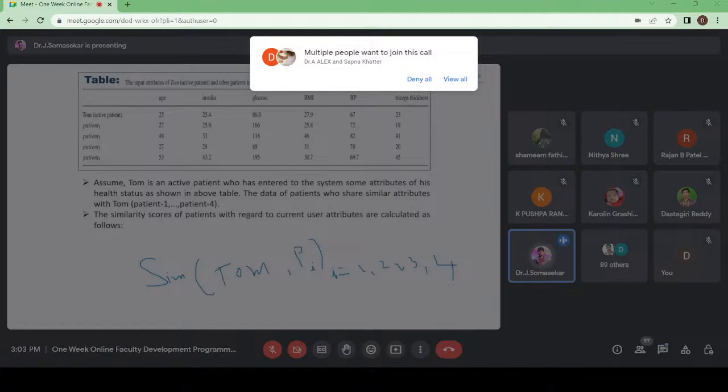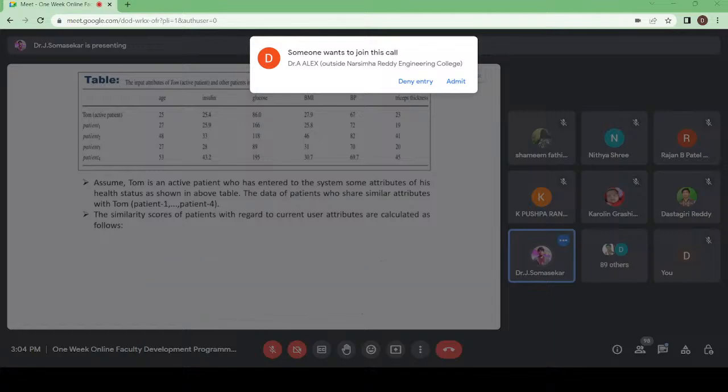Then i equals 2. We have to look for similarity between Tom and patient 2, 3, 4, like that. Out of all the similarities, we have to look for the highest similarity. Based on that, whatever prescription is available for that corresponding patient, we can recommend to Tom. That is the basic idea, like how we recommended the movies or products in the previous case studies.